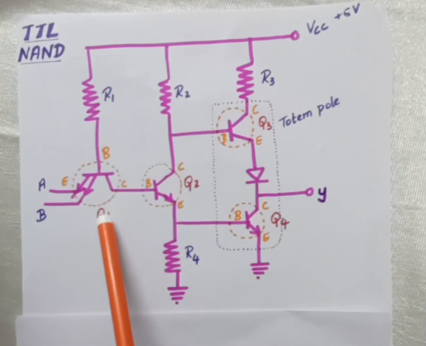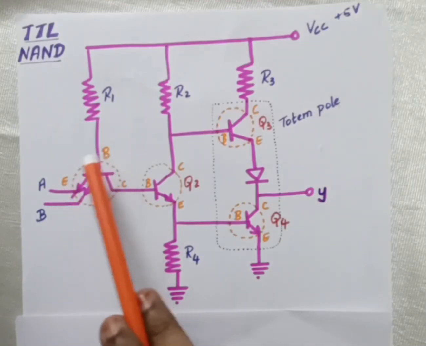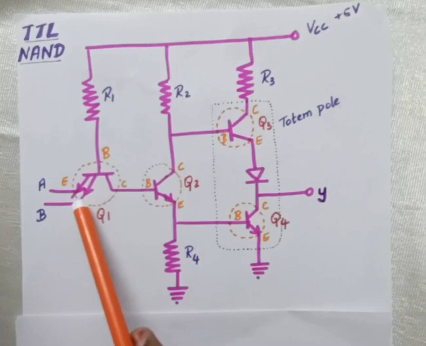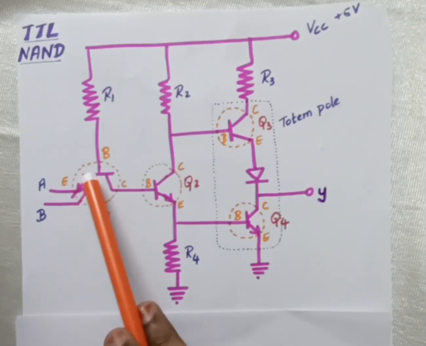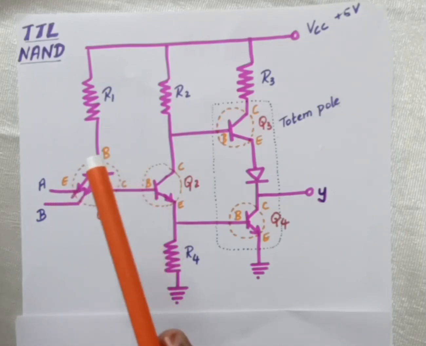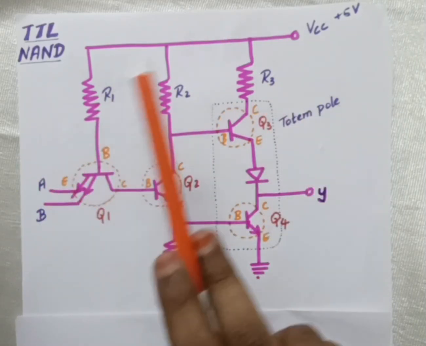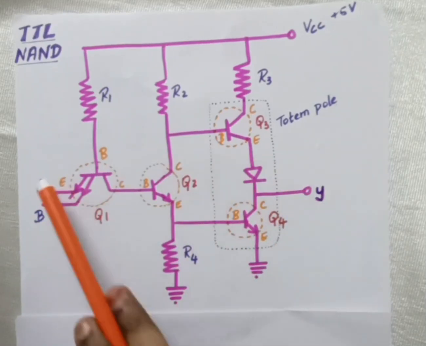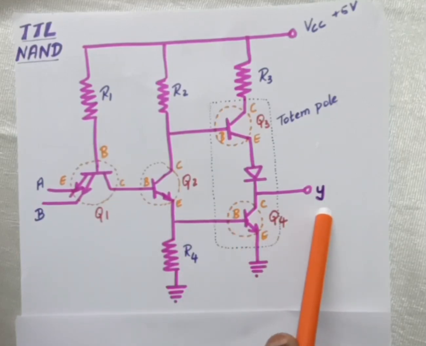Now coming to Q1, when you see this transistor, unlike the other transistors, it has 2 emitters. Are you able to see? 2 emitters are here. So this transistor is called a 2 emitter transistor. For this whole circuit, we have inputs going from here. A and B are the inputs and Y is the output.